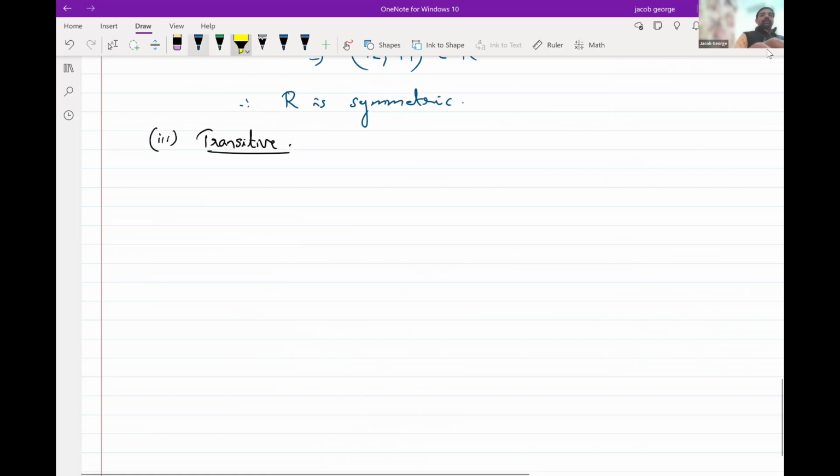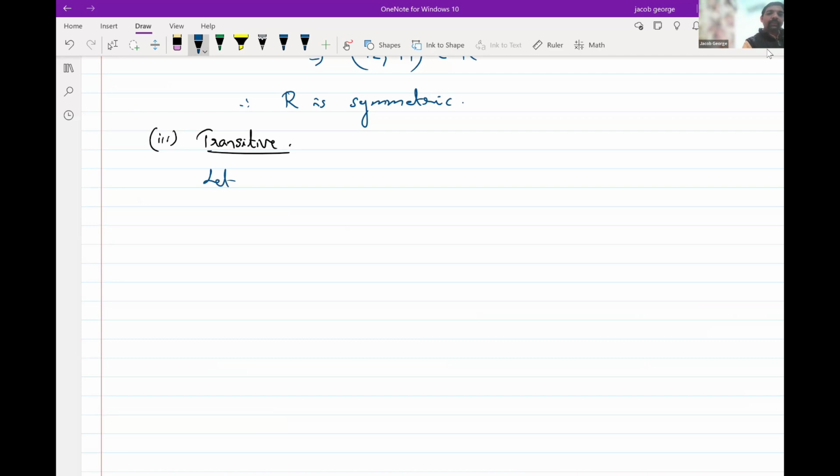Now, for transitive, we take 3 elements and 2 assumptions. Can you recollect the definition of transitive? X, Y, Z after taking two pairs. What are the 2 pairs, Jaden? X, Y and Y, Z. If these are the 2 assumptions, then what do you have to prove? X, Z is an element of capital R. Yes. So that's the style of writing.